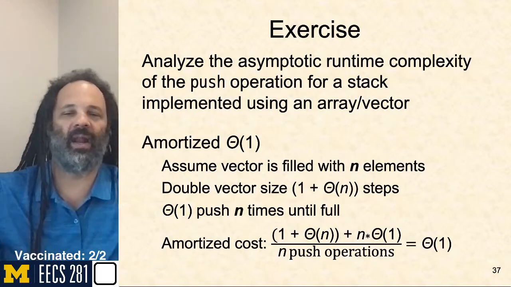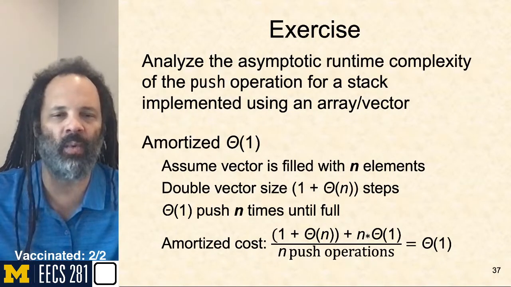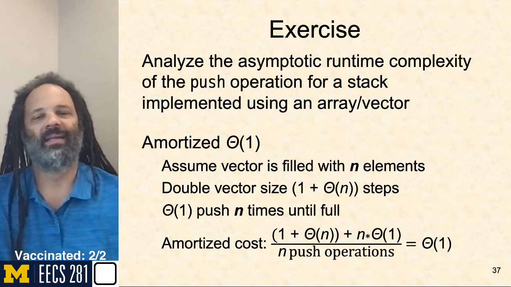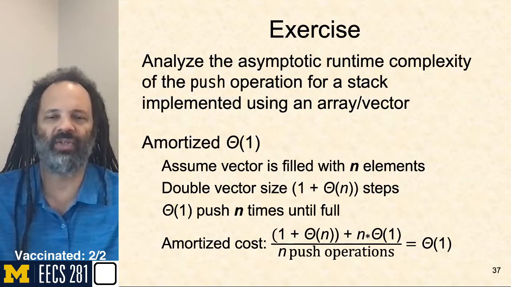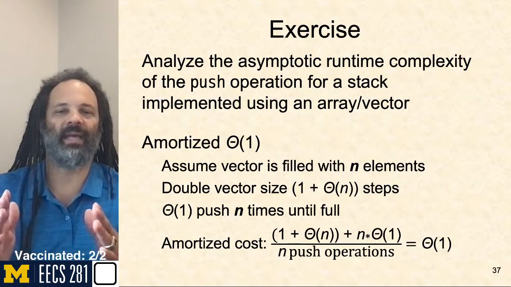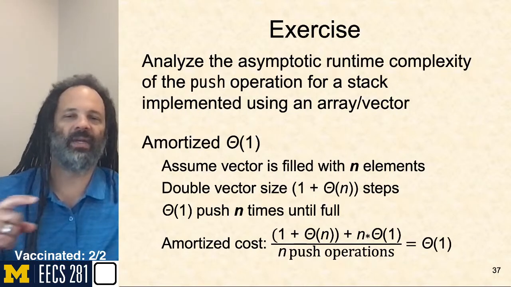So if I add all that up, I've got 1 plus theta n plus n times theta 1, and then I sort of divide that by how many times I get to push. I get to push n times because I doubled it, and then I had n empty spaces, and I had to fill it back up again. So this allows me to do n pushes.